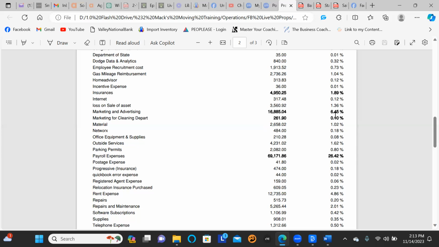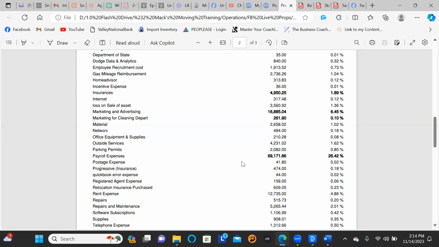Now, if this number is like 13%, you could be overspending. Maybe there's a lead source that's not doing very well. So that's one of the things that you're going to want to use your market ROI report for, and make sure that you're keeping track of it.